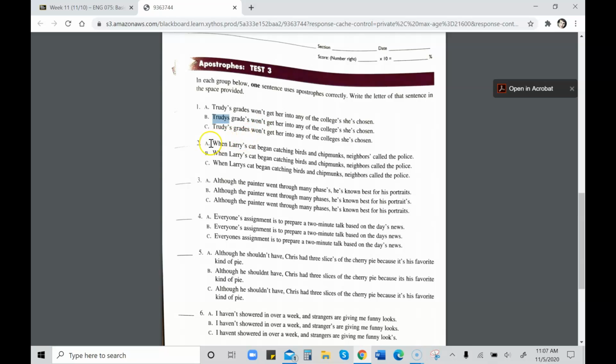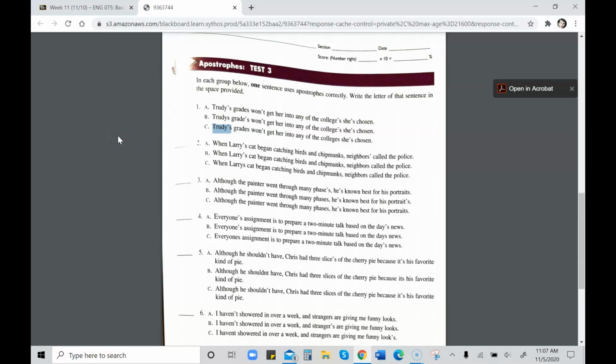So if you haven't guessed it, C is going to be our correct choice. So we have Trudy's grades. Trudy owns her grades. So all of that looks good. Won't is still okay, contraction for will not. Colleges, more than one, simple plural, no need for an apostrophe. And then, of course, we have our she is still here. So you would choose C as your answer for number 1.